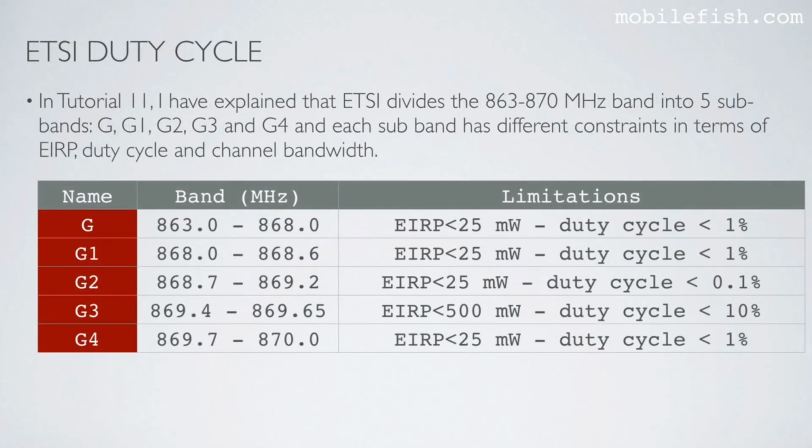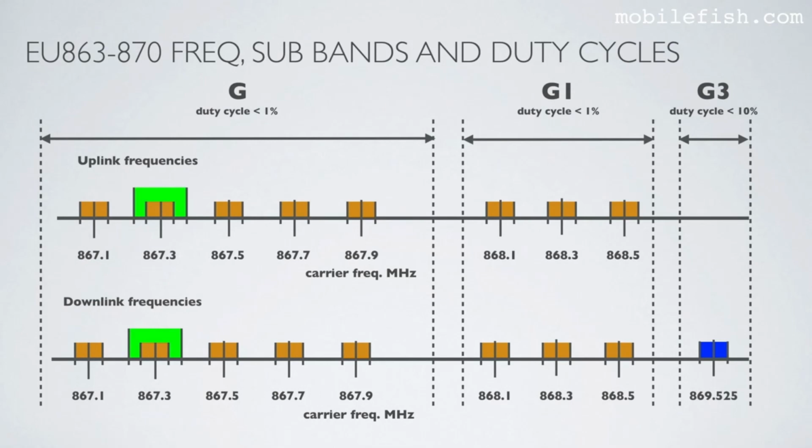In tutorial 11, I explained that ETSI divides the 863 to 870 MHz band into 5 subbands, G, G1, G2, G3, and G4, and each subband has different constraints in terms of EIRP, duty cycle, and channel bandwidth, as you can see in this table. Here is a better overview. You can see the different subbands and the corresponding duty cycles. This slide was already discussed in tutorial 11.